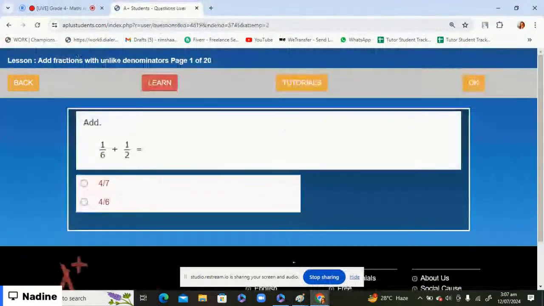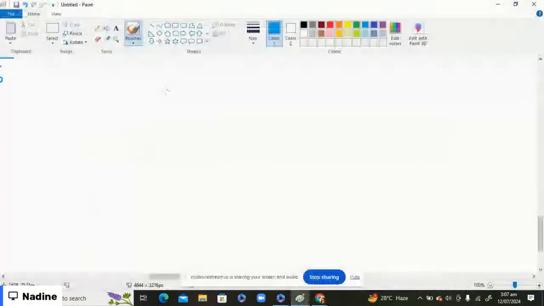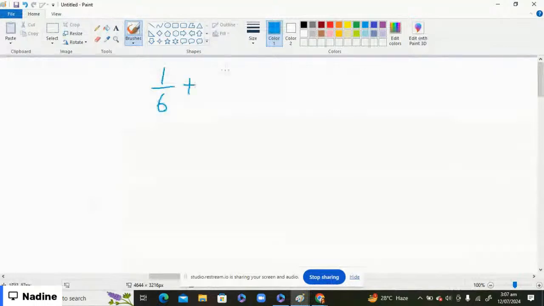So it's 1 by 6 plus 1 by 2. Let's solve it. When I solve 1 by 6, 1 by 2, taking 1 by 2, multiply and divide with the number so you get the answer 6 here. That is 3 and that is 3, because 3 times 2 is 6 and 3 times 1 is 3.